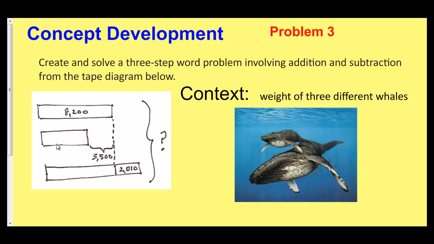So again, I have 3 tape diagrams. So I'm comparing three somethings. Now, the context tells me I'm comparing the weight of 3 different whales. So one whale is going to weigh 8,200 pounds. See how this box is smaller? So the next whale is going to weigh 3,500 pounds less than this whale, and the largest whale is going to weigh 2,010 pounds more than the first whale.